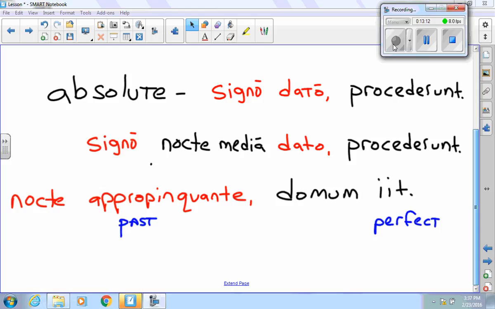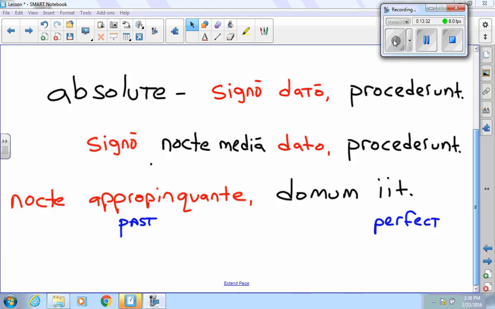So make sure that if the verb is in the perfect tense or in the imperfect tense, that you translate that present participle in the past tense. So present tense equals the same time as the main verb when I'm dealing with participles. That's on your test, by the way.